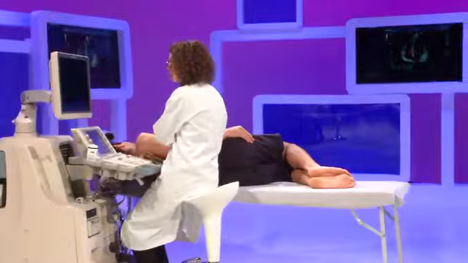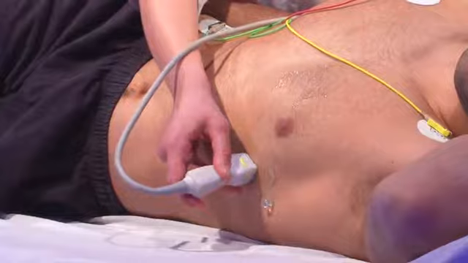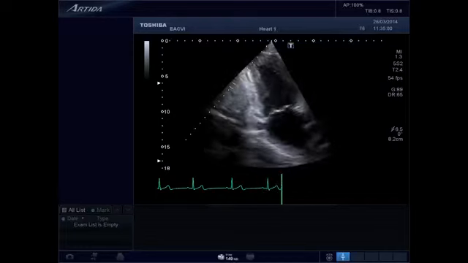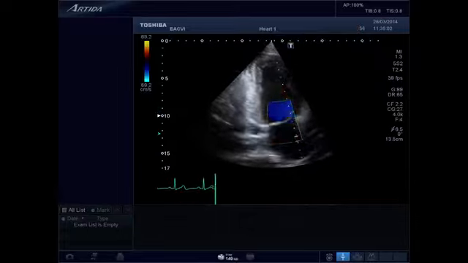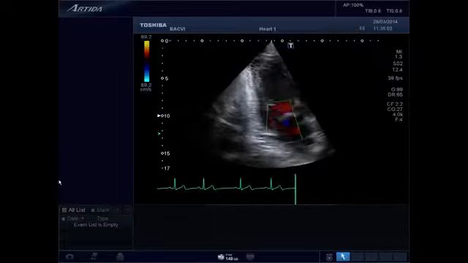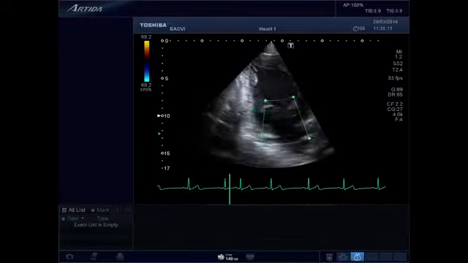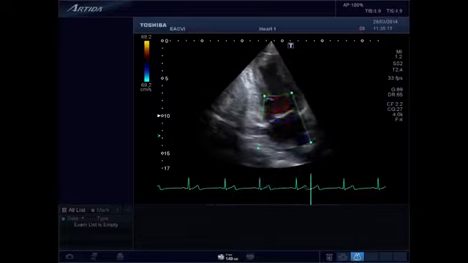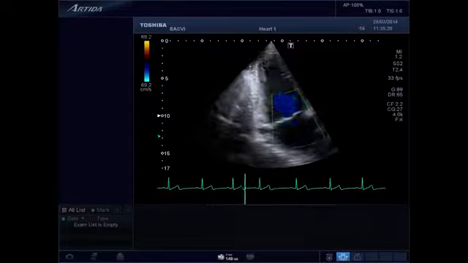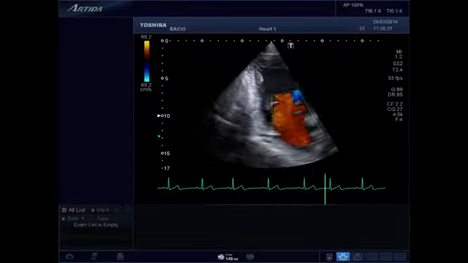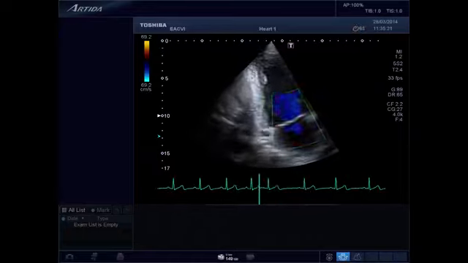Okay, so now I will move to the two chamber view. And I will, of course, assess the mitral valve with the color Doppler. I will adjust the box in order to have an adapted sample. And I can see again this very small physiologic mitral regurgitation.